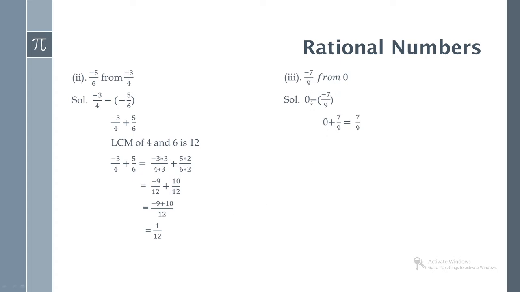Now coming to the next one: minus 7 by 9 from 0. So 0 minus minus 7 by 9. Now 0 minus into minus is plus 7 by 9, that is nothing but 7 by 9. So 0 doesn't have any value. The number before doesn't have value, but the number after has a value, but we are doing rational numbers here.